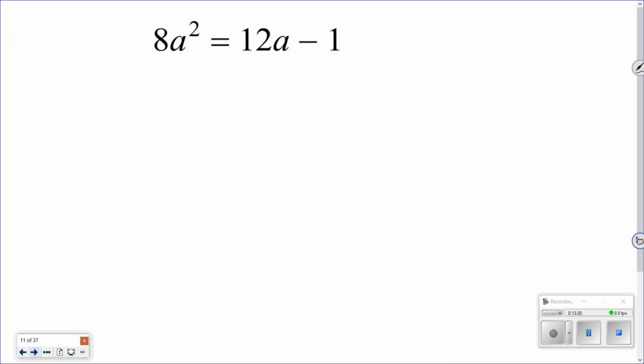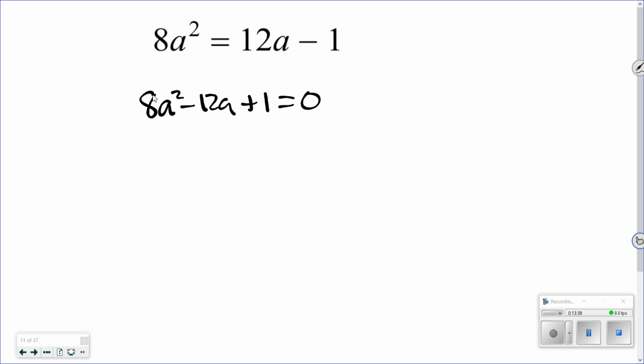Let's do one more example here. I have 8a squared equals 12a minus 1. First, put it in standard form. So we're going to subtract the 12a over. So 8a squared minus 12a. There's a minus 1. Move it over, so it becomes a plus 1.